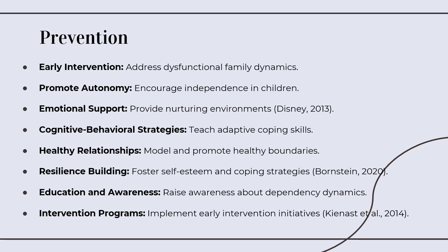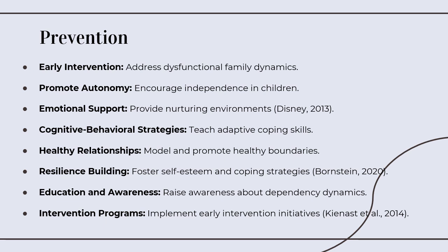Then we have emotional support, which is to provide a nurturing and supportive environment where children feel valued and secure, reducing the need for excessive reliance on others for validation. Next, we have cognitive behavioral strategies, which is to teach adaptive coping skills and challenge maladaptive beliefs about self-worth and competence. Then we have healthy relationship models, which is to model and promote healthy interpersonal boundaries and assertive communication within families and communities.